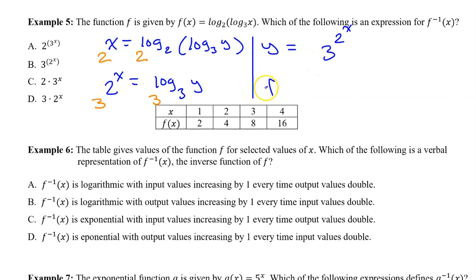This is going to give me f inverse, but I just need to rewrite it. Actually, do I need to rewrite it? So this already matches one of the answer choices. I see this matches answer choice B right here. 3 to the 2 to the x power. That's exactly what we have right here.